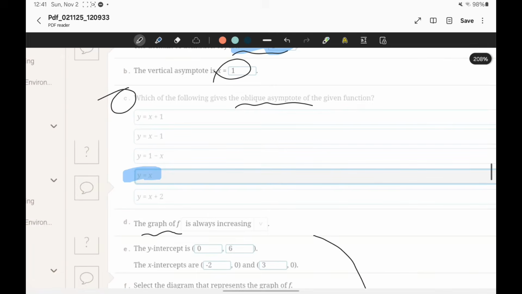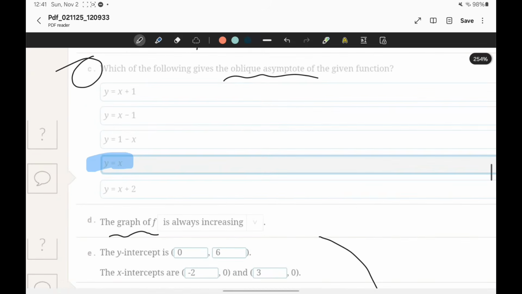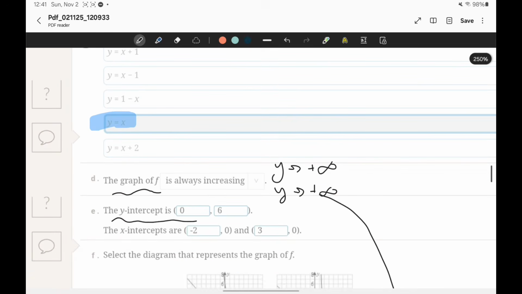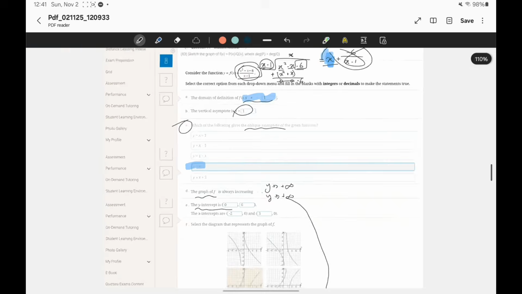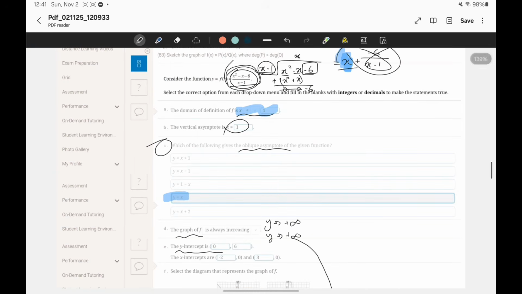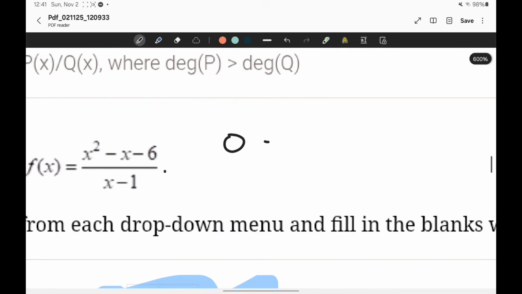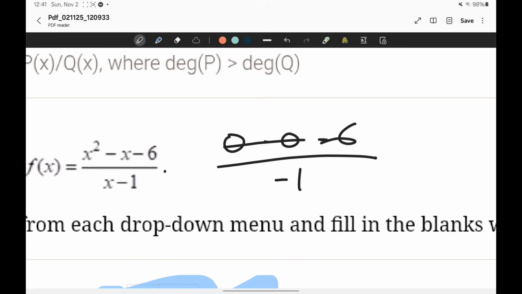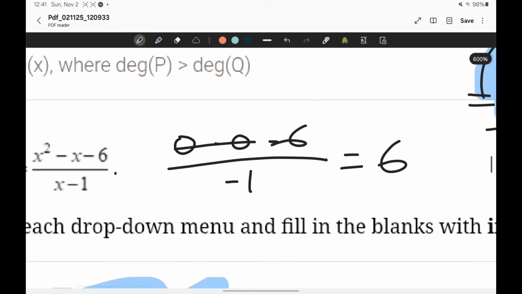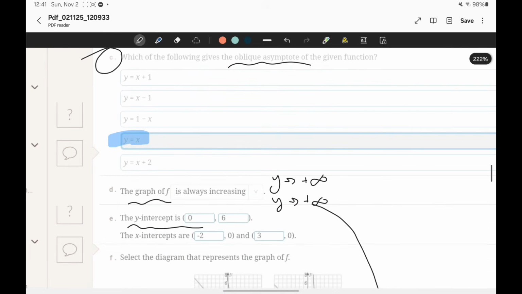For the graph of f, you substitute a positive and a negative number for x, and you will find that y is always getting to positive infinity, so it's always increasing. The y-intercept is when x is 0, so you just put x as 0 into this. So we put 0 minus 6 over minus 1. Minus 6 divided by minus 1 is just 6. So here it's (0, 6).